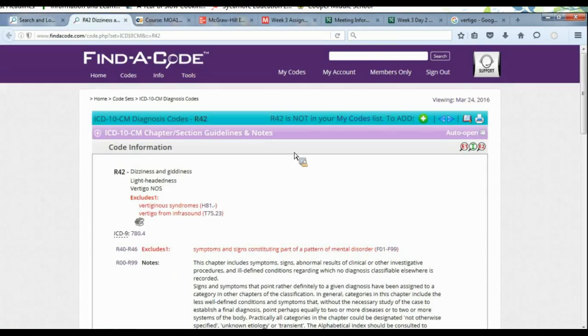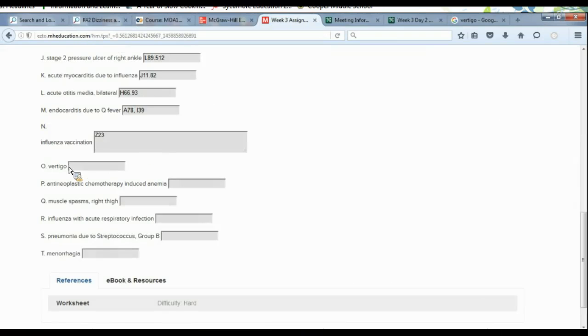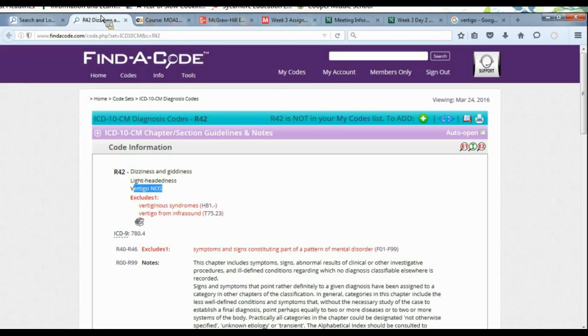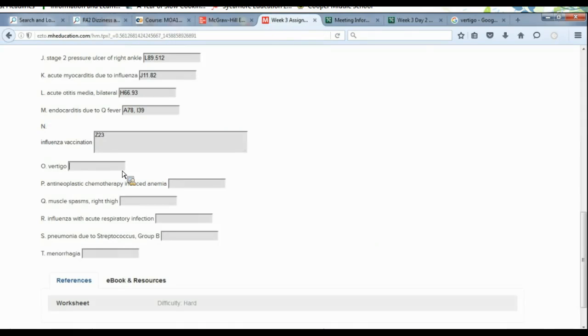There we go. We found it. Vertigo, not otherwise specified. In this case, what do we have? Vertigo, and there's nothing else along with it, so therefore it's unspecified. So there it is, dizziness and giddiness. Vertigo, not otherwise specified. R42 is our correct answer. Okay, that's how we come up with that one.